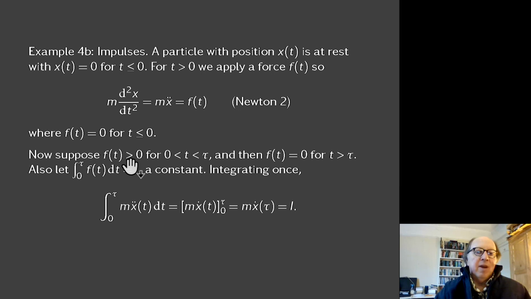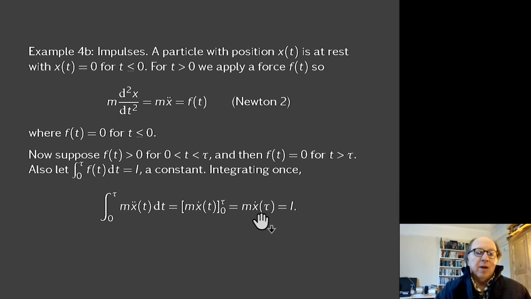Now let's suppose that this F of t is only positive when t is between 0 and some short time tau, and then it's 0 afterwards. And let's call the integral from 0 to tau of F of t, I, and let's suppose that's a constant. So you can integrate this equation once, nice linear equation: the integral from 0 to tau of m x double dot is the change in m x dot from 0 to tau, which is m x dot of tau, because x dot of 0 is 0. You notice we put in a less than or equal to here, so that x is 0 and x dot is 0 when t equals 0.